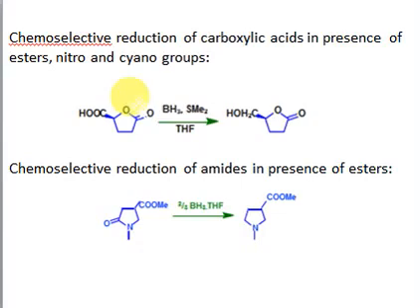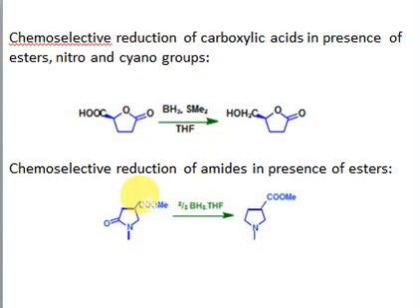Under these conditions, this is a cyclic ester. The ester will remain unaffected, right? This is BH3, not BH2. This BH3 will reduce the carboxylic acid into an alcohol, while the ester remains the same. It is important to use dimethyl sulfide with BH3 under these conditions. This reagent will preferentially reduce the carboxylic acid, but it will not affect the ester group.